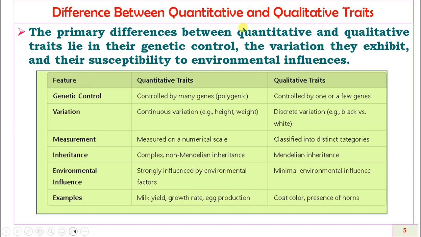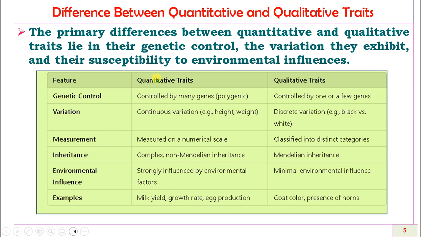So we will look at the difference between qualitative and quantitative traits. The main differences between the two are in the genetic control type, the variation they exhibit, and the susceptibility to environmental influences. Qualitative traits, such as hair color and coat, are controlled by one or few genes, whereas quantitative traits, such as muscle mass, are controlled by multiple genes. The variation is continuous in quantitative traits, for example height and weight, whereas there is a discrete variation in qualitative traits, black versus white. There is not much in between.